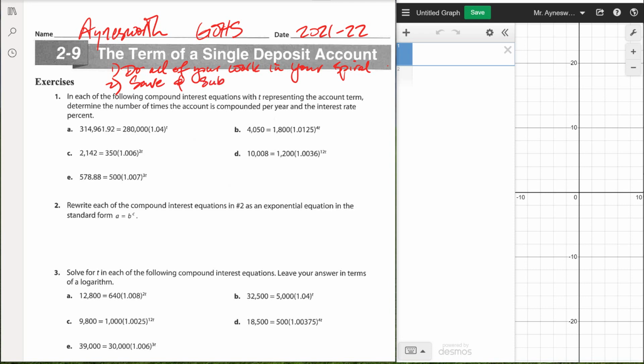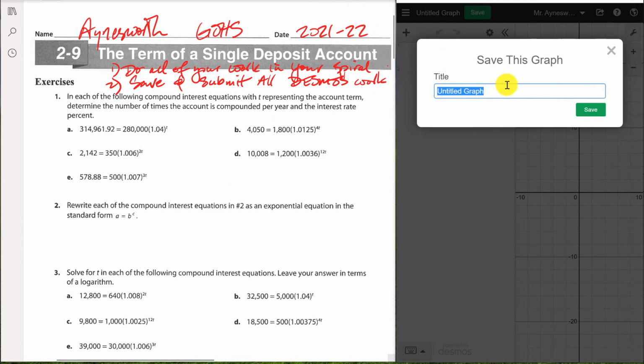You'll notice I have Desmos over here on the right. If you don't have that set up with the title and your name on it, pause the video and get that done. Save and submit all Desmos work. So let's get Desmos set up here. You just click on the save button, put a title in that makes sense, something like section 2.9, finding the term of a single deposit. Just read your workbook right there, and then put your name on it. I'm going to put my name in, but you put yours in, because when you submit it, it should have your name on it.